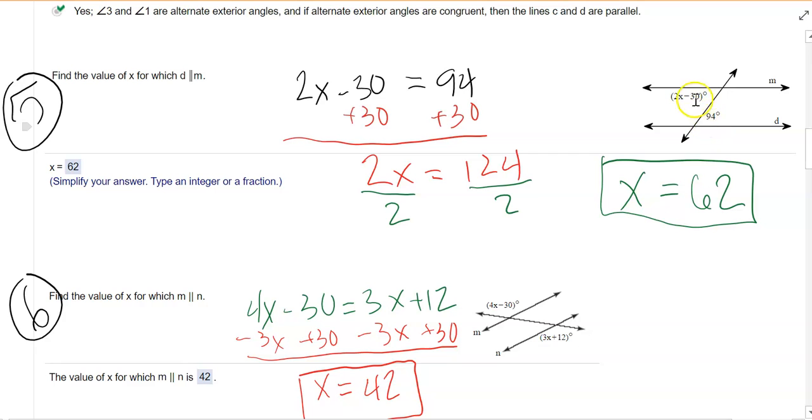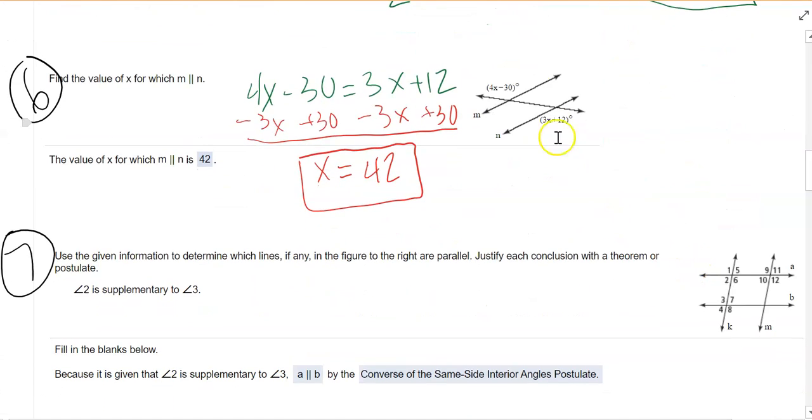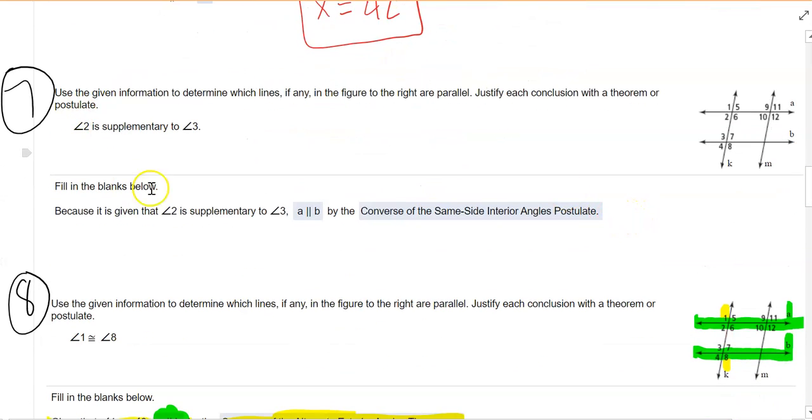Here, these are alternate interior angles, which means that they are equal to each other. So I can set up that equation, solve for x and get 62. Same here, I have alternate exterior angles, which means they must also be equal to each other. I solve for x to get 42.